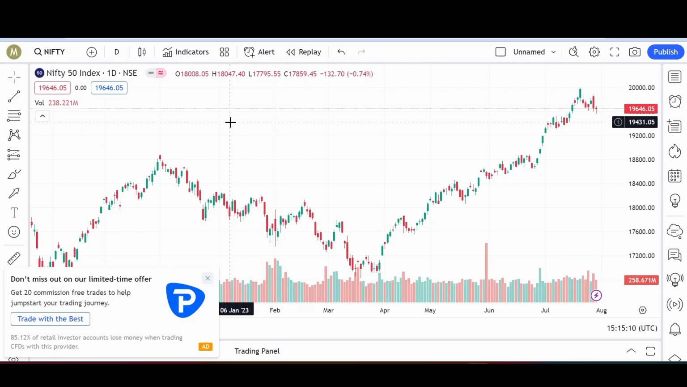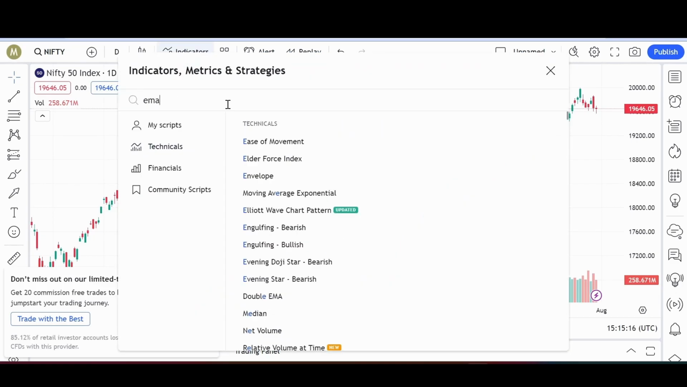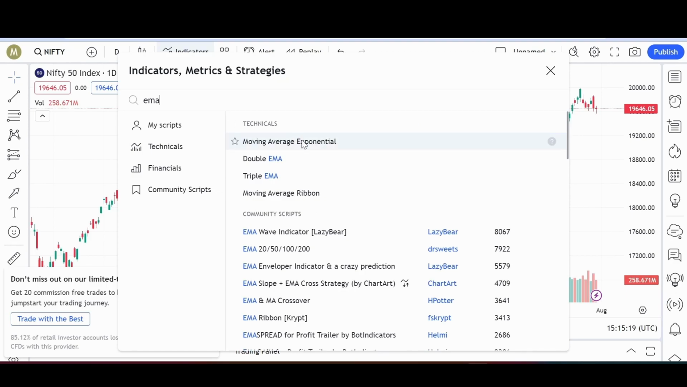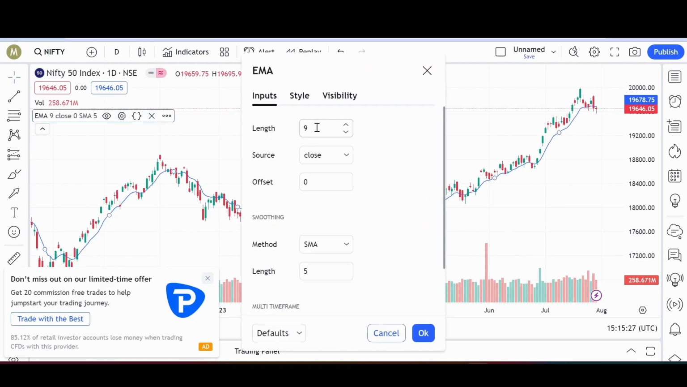In this TradingView, what I'm going to do is simply come here to add the indicator and type EMA. So we will get the Moving Average Exponential, and in the settings icon, if you click that, instead of 9 just type 62.